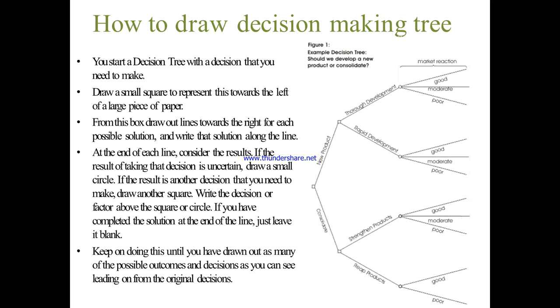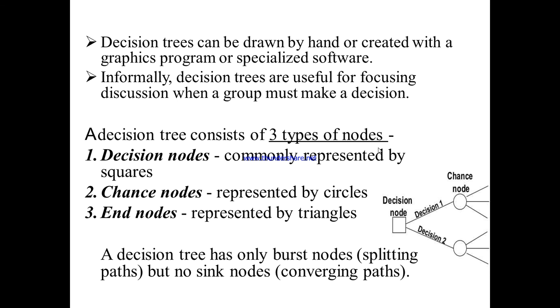Like this, we have the small square. After that, we have the possible outcomes. After that, we can leave it. That is the solution. Decision trees can be drawn by hand or created with a graphics program or specialized software. Informally, decision trees are useful for focusing discussion when a group must make a decision.